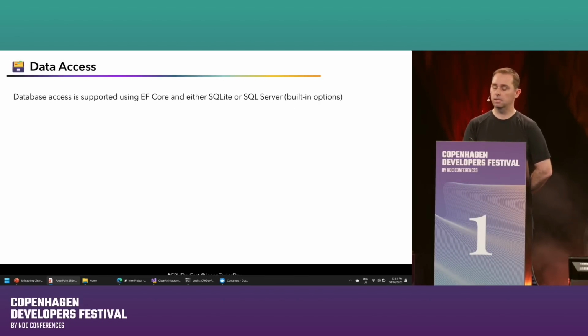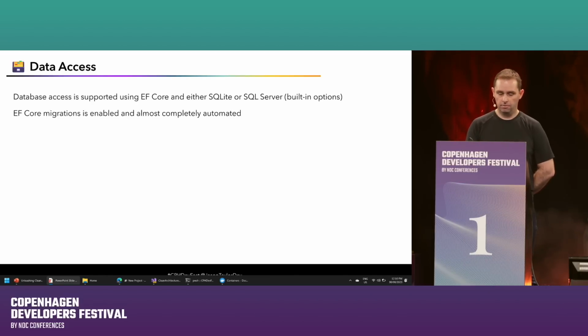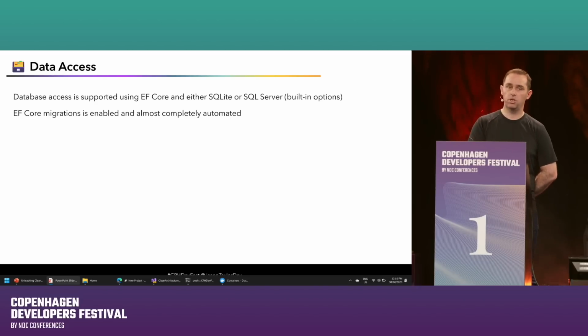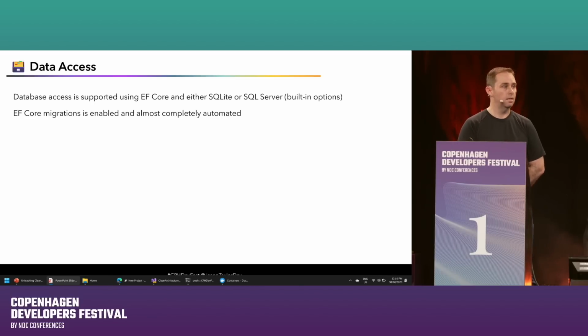So data access is supported using Entity Framework Core, either with SQLite or SQL Server. But of course, those are just the options that are built into the template. If you want to go and use something else, you're free to do so. As mentioned, I'll be including PostgreSQL shortly. EF Core migrations is enabled, and it's almost completely automated. So you still have to go in and create migrations, of course, but in development time, there is an initializer that will create the database, update it to the latest migration, and seed the database.